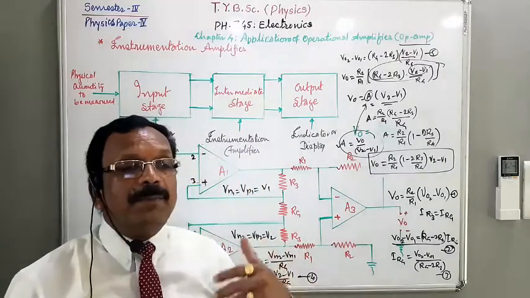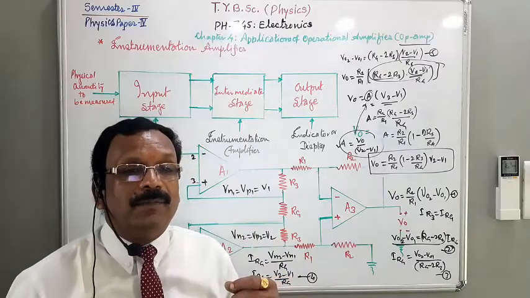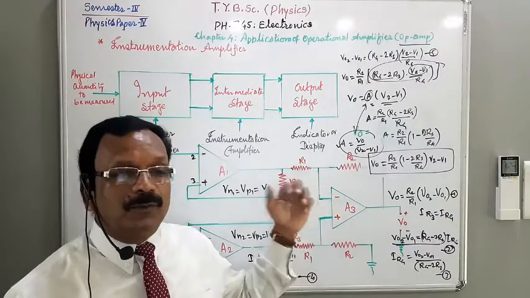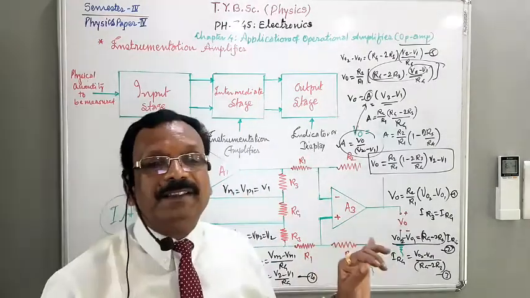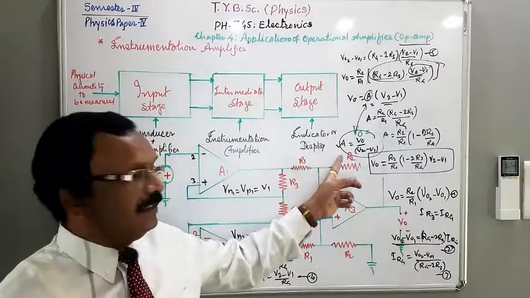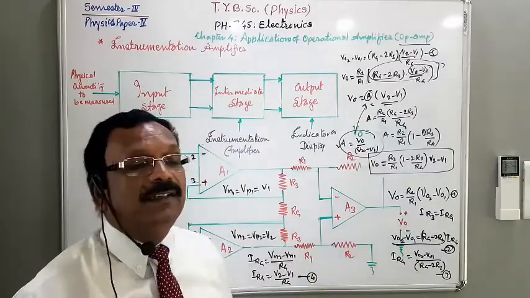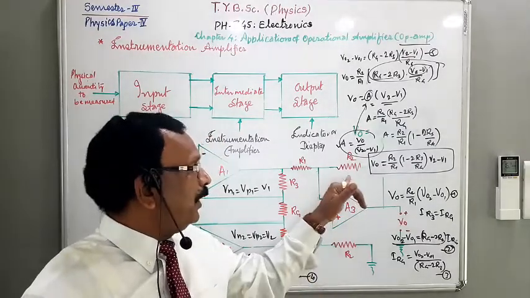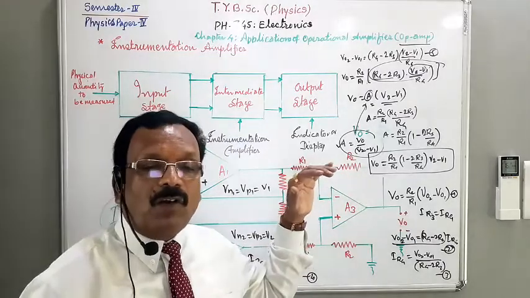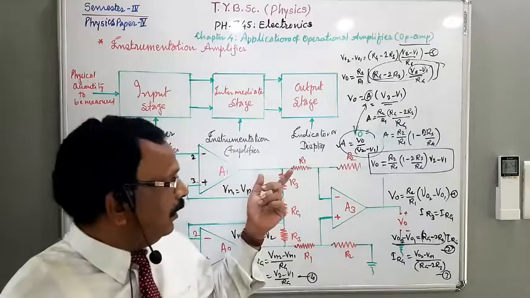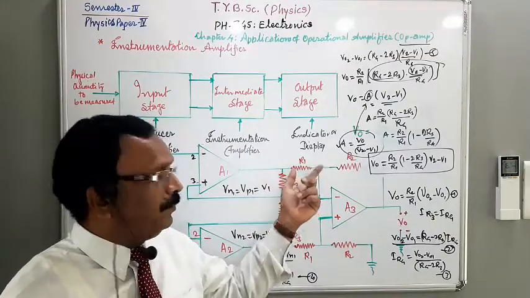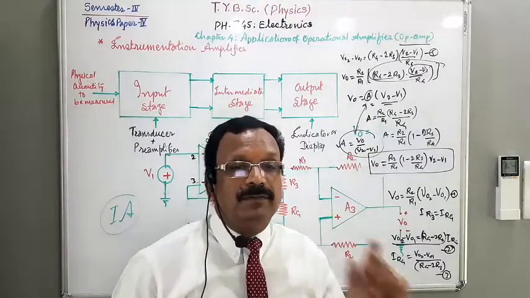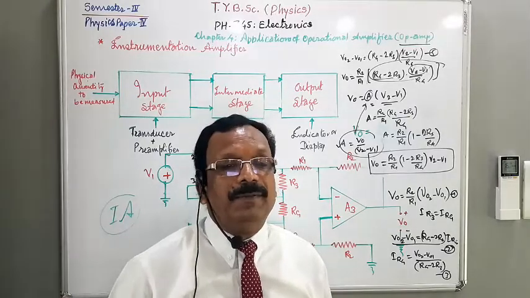And as such it can be made quite accurate. The gain of this instrumentation amplifier depends on external resistance R1, R2, R3 and RG. So by selecting the proper value of these resistors, we can make the gain of this instrumentation amplifier quite accurate and stable.